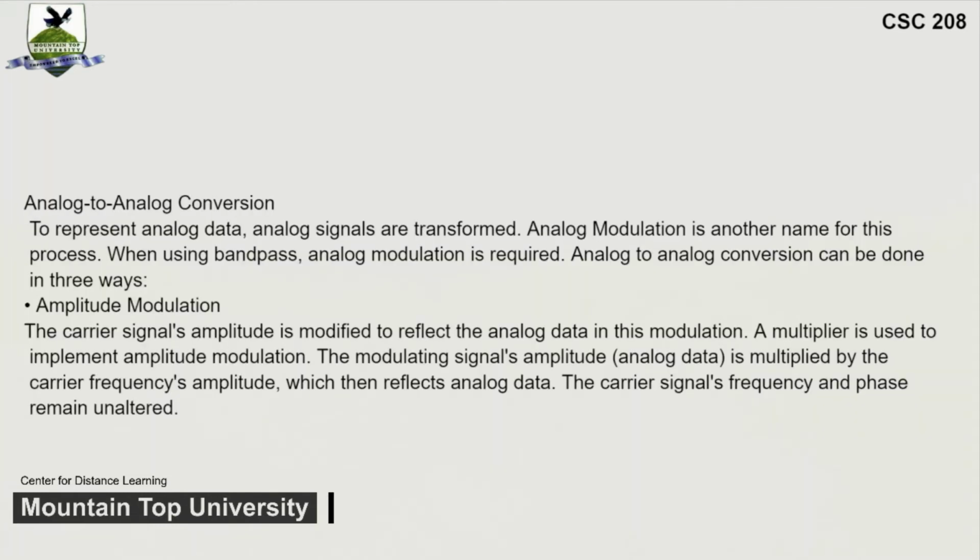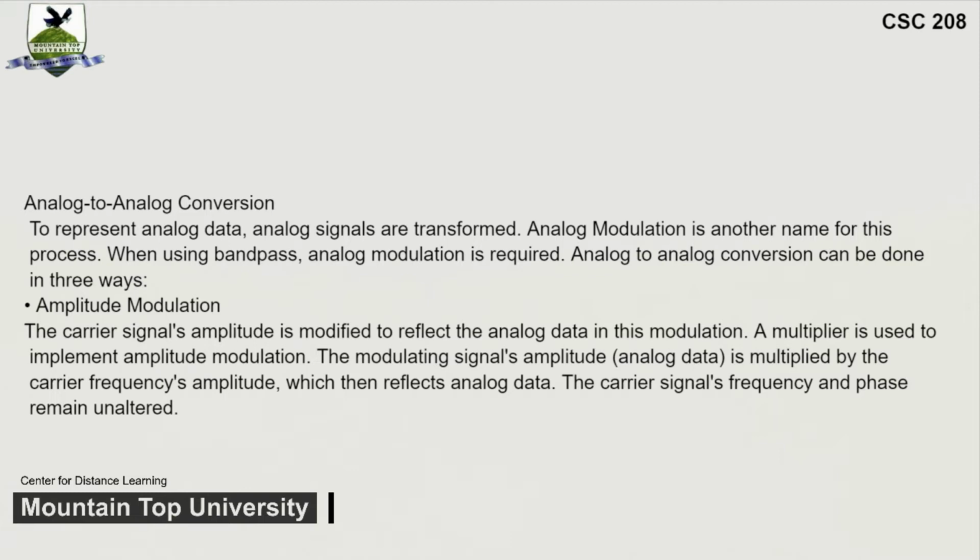Analog-to-analog conversion. To represent analog data, analog signals are transformed. Analog modulation is another name for this process. When using bandpass, analog modulation is required. Analog-to-analog conversion can be done in 3 ways.